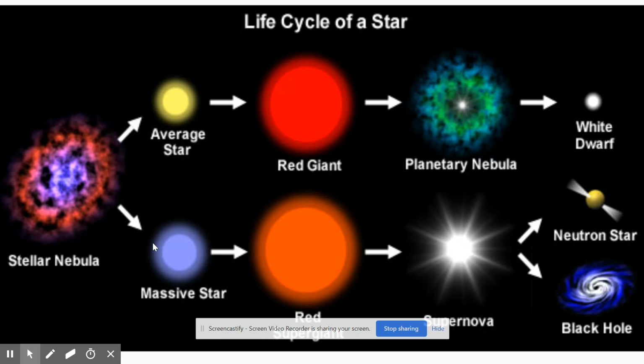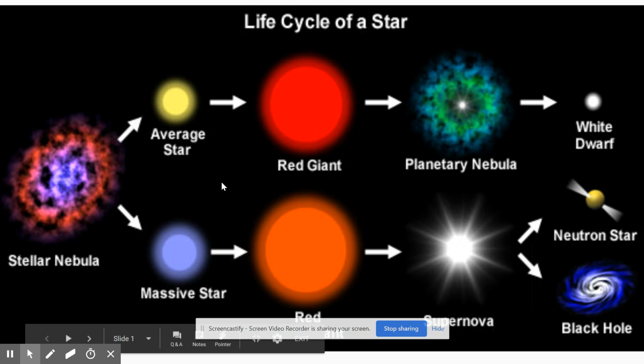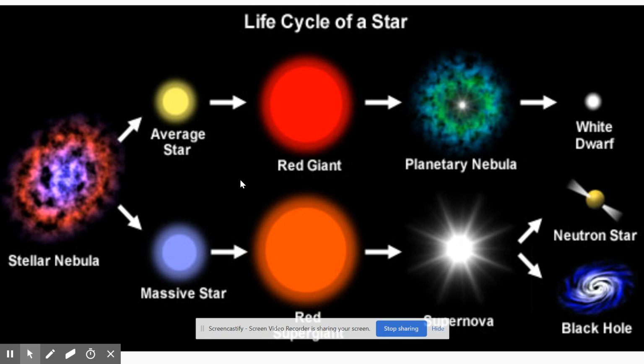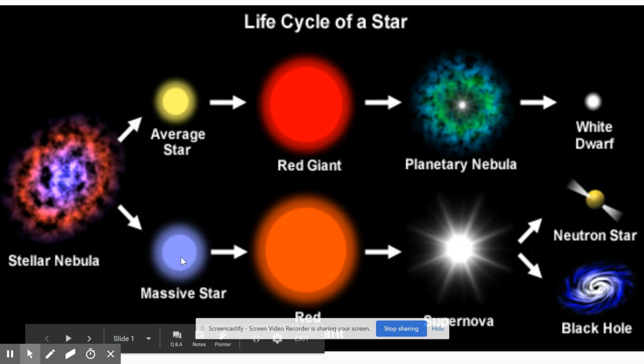Now, stars have life cycles, and the life cycle that it's going to follow, whether it be the average size or massive star, is of course based on its mass. So if a star has a small or medium mass, it's going to go this way. If a star is already a large star or massive star, it is going to follow this pathway.